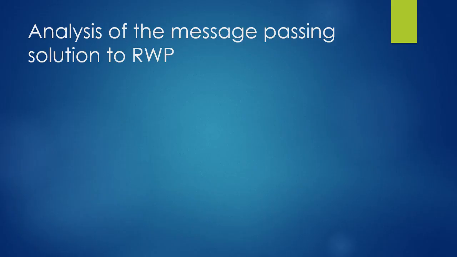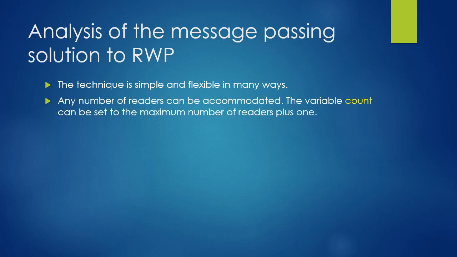Let's do an analysis of the message passing solution to readers writers problem. The technique is simple and flexible in many ways. Any number of readers can be accommodated. The variable count can be set to the maximum number of readers plus 1. In our example, the maximum number of readers that could be accommodated was 99, and hence we initialized the variable count to 100.